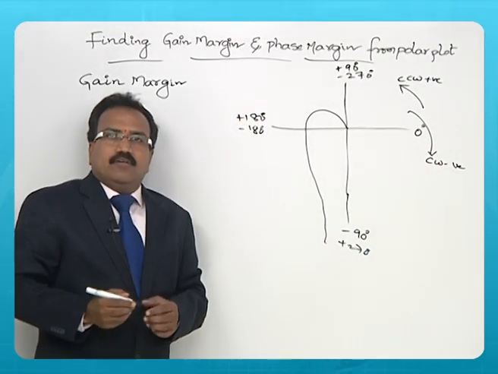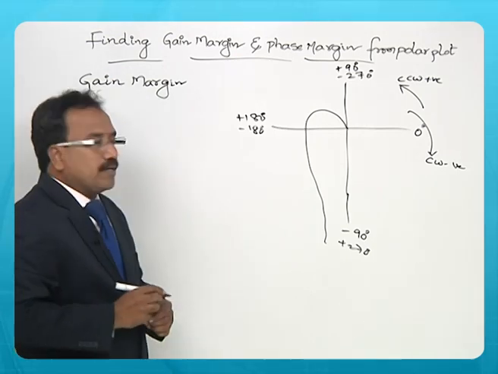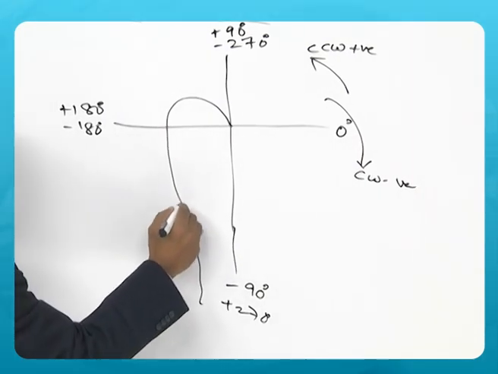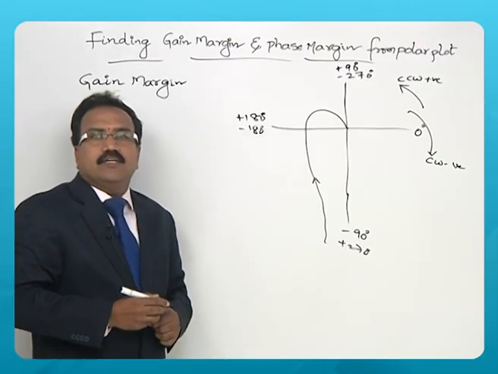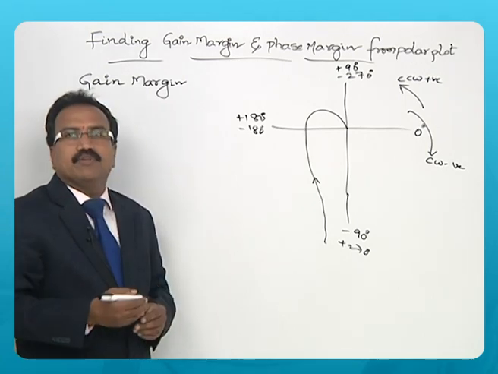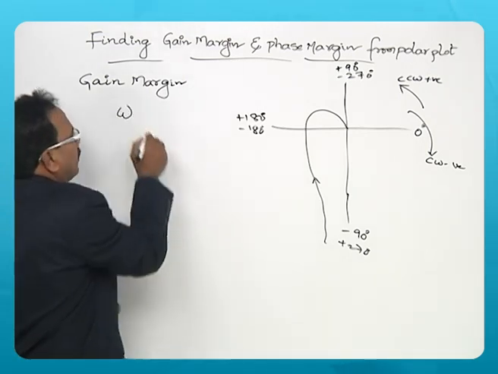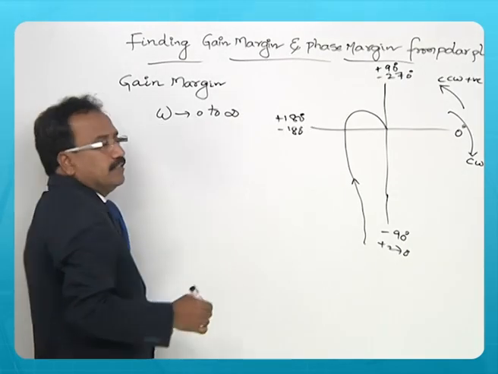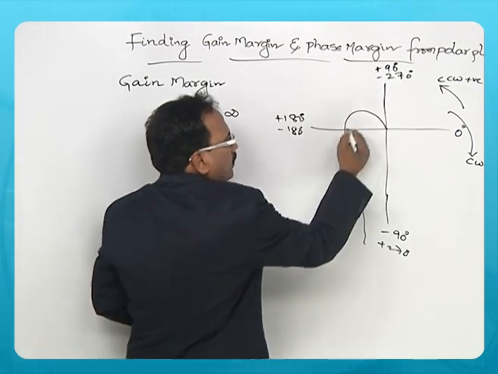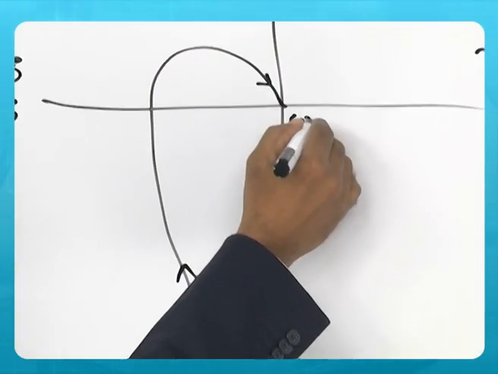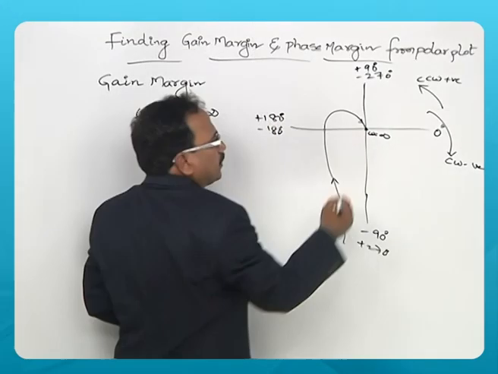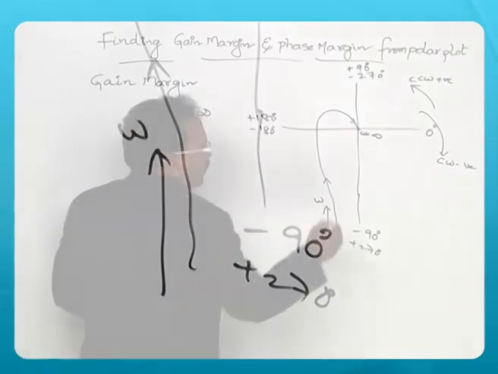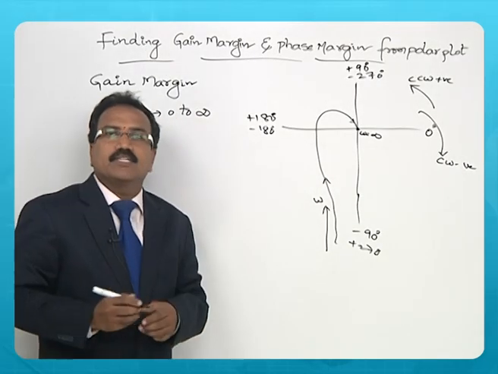For a particular system, if the polar plot is in this fashion as omega, the frequency in radians per second, is increased from 0 to infinity, then this is the plot. When omega is infinity, the magnitude of the plot becomes 0, and it starts in this way when omega is increased for a particular system.